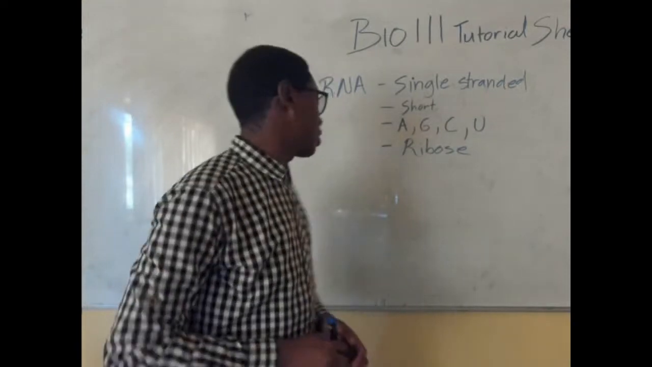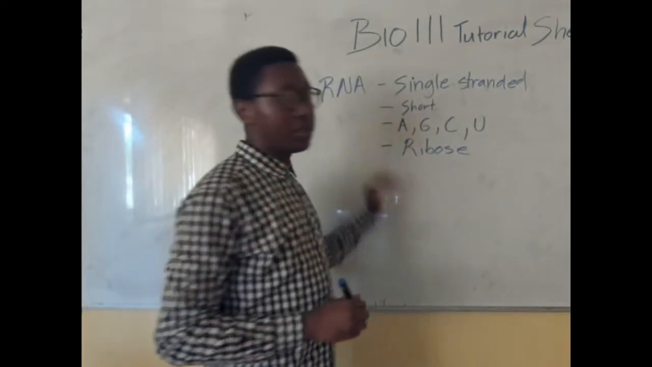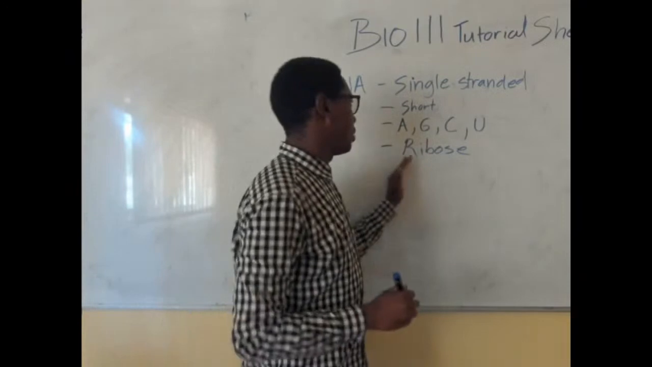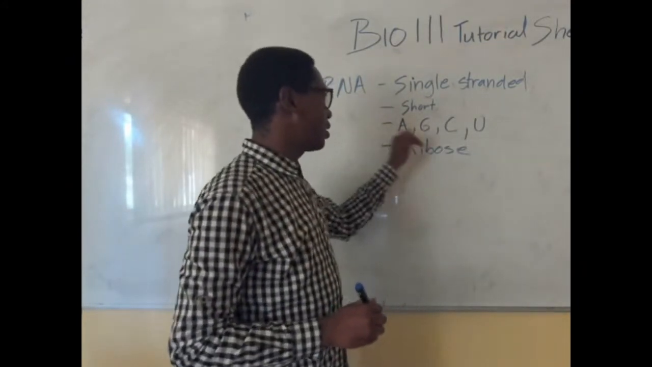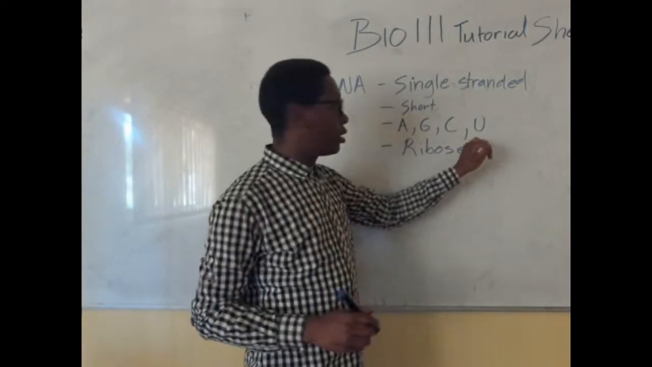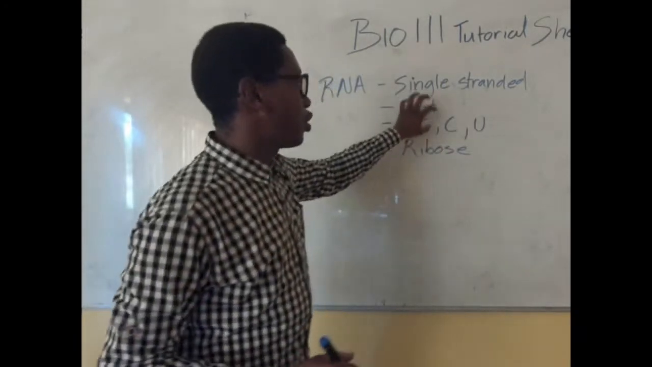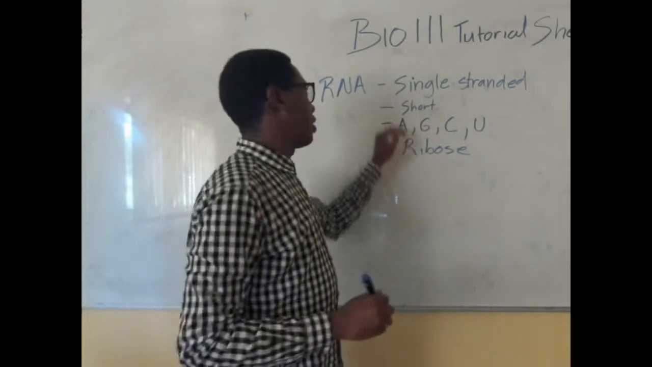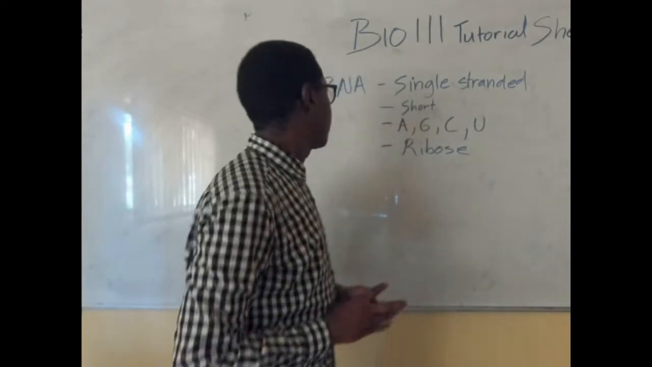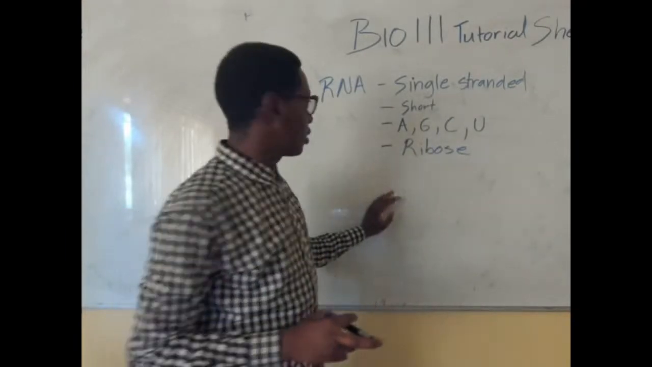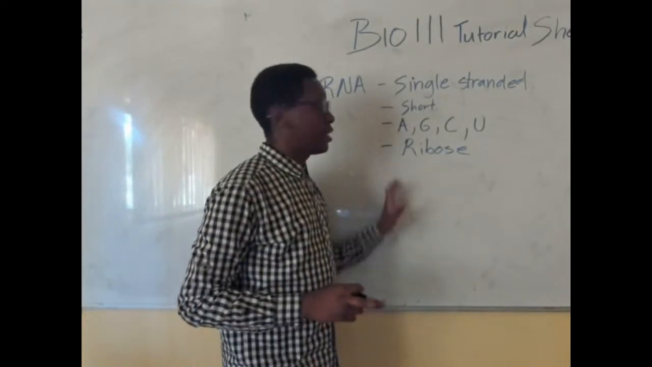Okay, so this is what makes RNA different from DNA. The pentose sugar is ribose. Then the nucleotides found here are adenine, guanine, cytosine, and uracil. Then these are very short strands, and they are single-stranded. They are not a double helix or double-stranded. Yeah. So that's the structure of RNA.